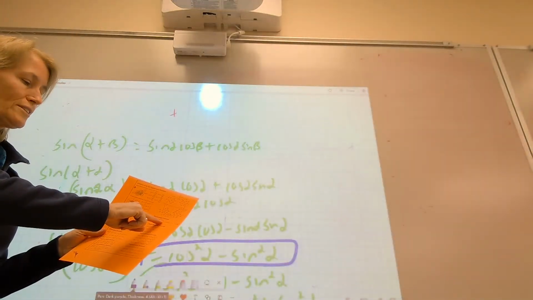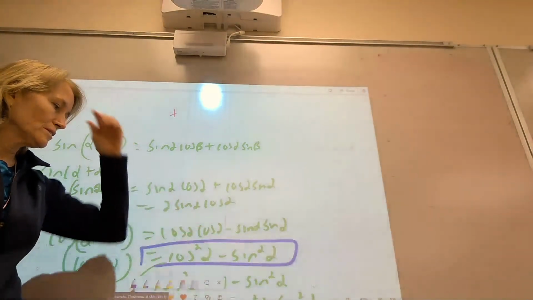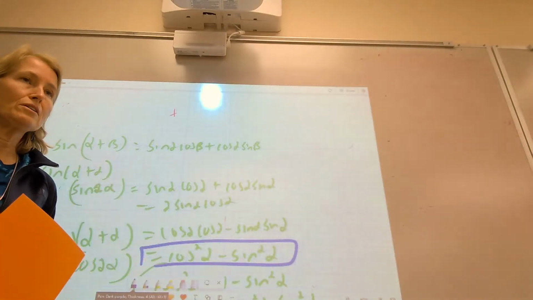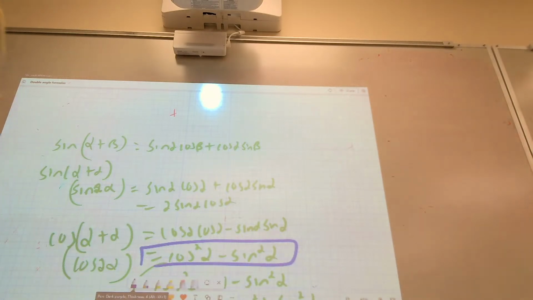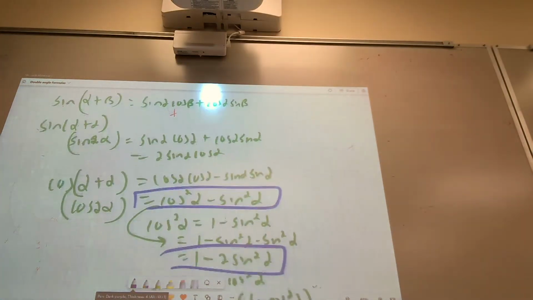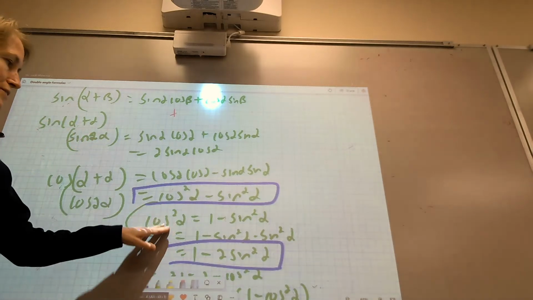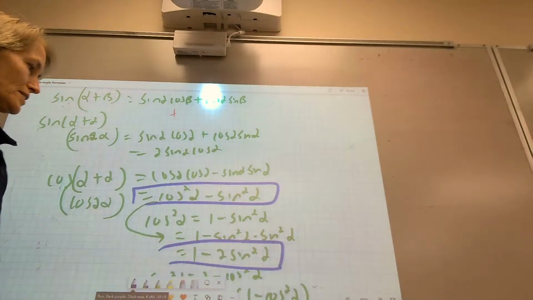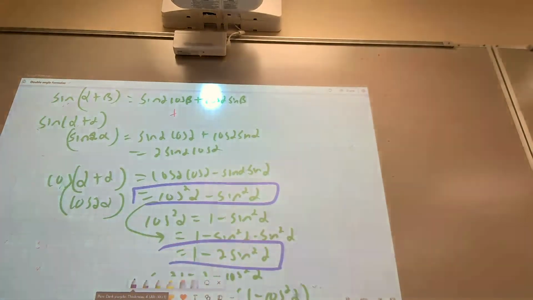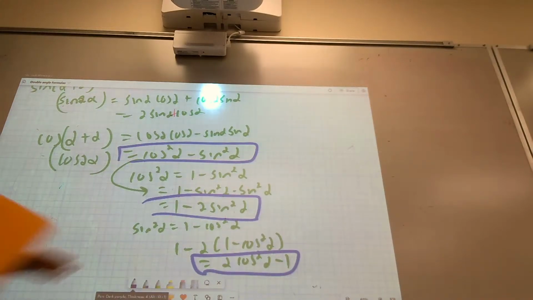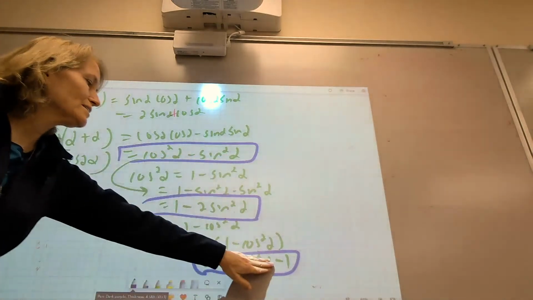Cosine 2 alpha is cosine squared minus sine squared. I can take any one of these and rewrite them: I can rewrite cosine squared in terms of 1 and sine squared, or sine squared in terms of 1 and cosine squared, using our Pythagorean identity, cosine squared plus sine squared is 1. So I took cosine squared and rewrote it as 1 minus sine squared. So I got 1 minus sine squared minus sine squared, which is this. Similarly, I can replace sine squared, which is 1 minus cosine squared. So I replace sine squared with 1 minus cosine squared, and I get this.